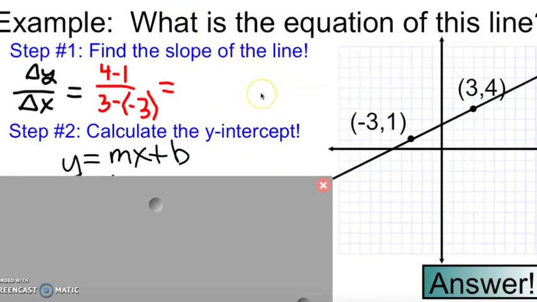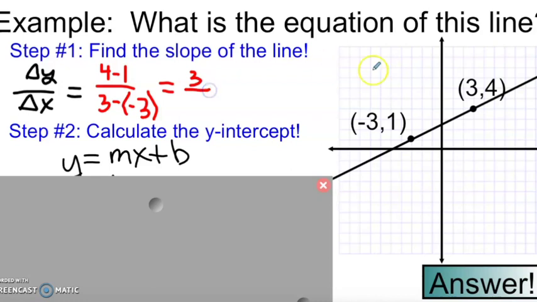Let's take a look at this one. This one's a little bit more involved, a little bit more advanced, but I think it's something you can handle. I'm given the line here, and I've been given a couple of points. What I need to do is figure out the equation of this line. So I'm going to do the slope first. I'm going to take my y's first. So 4 minus 1, that's my y, and 4 minus 1 is 3.